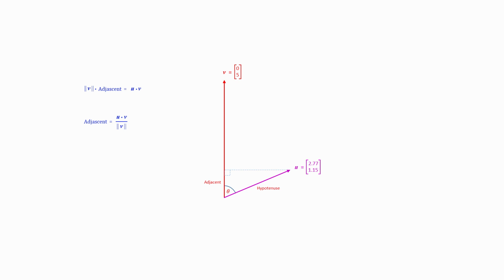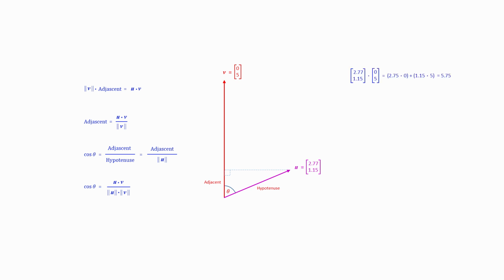This can be rearranged to give an expression for the length of the adjacent side. Now, given that the cosine of theta is equal to the length of the adjacent side divided by the length of the hypotenuse, then the cosine of theta is equal to the length of the adjacent side divided by the length of vector u. When these two expressions are put together, we arrive at a formula that can be used to calculate the angle between two vectors. Let's give it a try.